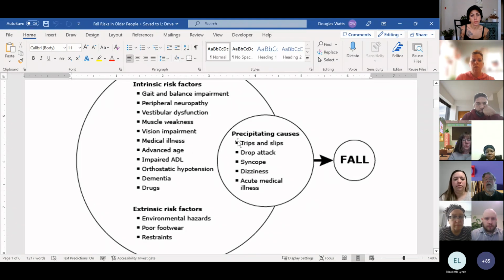And then we have some causes, based on the risk factors, that can lead to a fall. So we want to be able to assess for these things and then come up with plans to mitigate the causes.